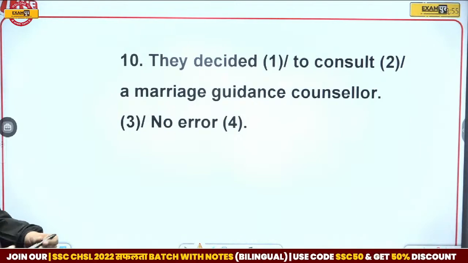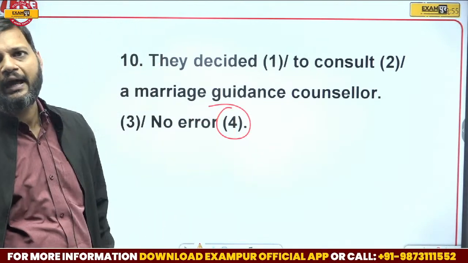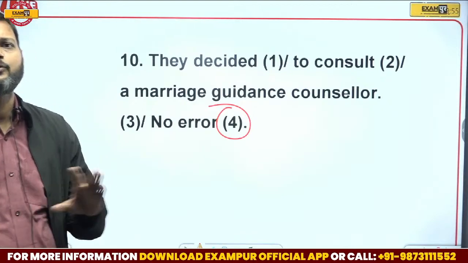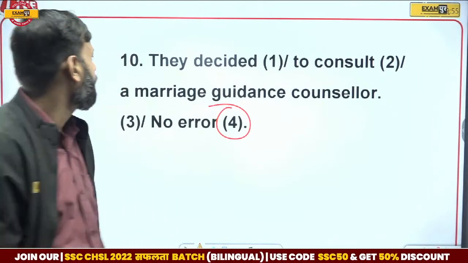See, there is no error in this sentence. Absolutely correct. This sentence is absolutely correct. There is no error in this sentence. Okay, now let's see the next question.